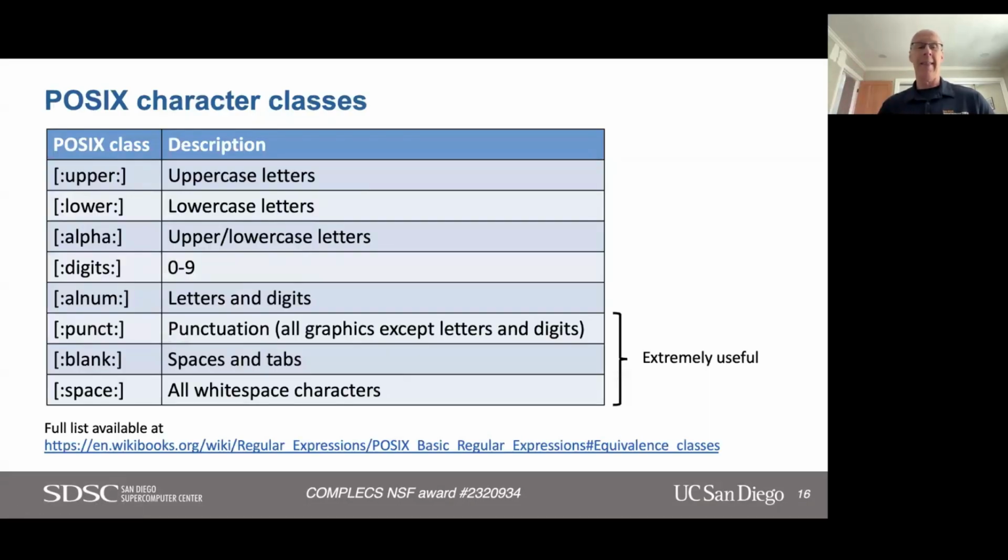And I just list the common POSIX character classes here. We've seen most of these. We also have character classes for spaces and tabs. That's the blank character class, and all white space characters. That includes new lines. And I find these to be really, really useful. And if you want to see the entire list, there's a link here on Wikibooks.